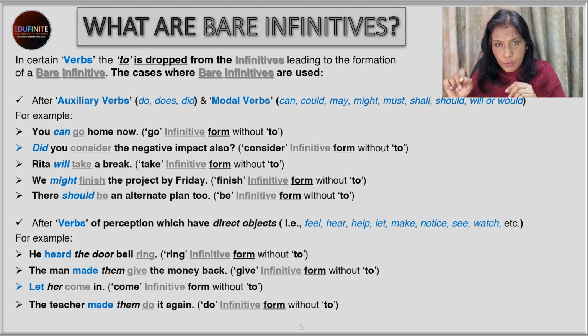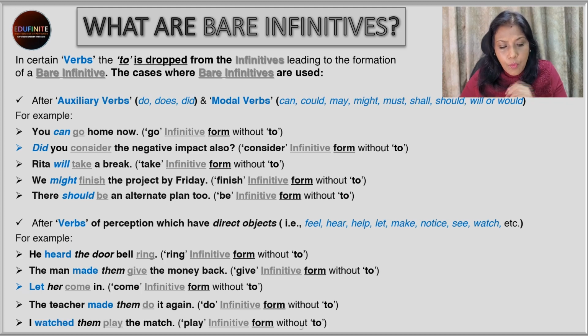Just only do, not to do. Next, I watched them play the match. Again, watched, watch or watched, whatever is the form. Here again, what have we used? We have used the bare infinitive. We have dropped the to. I watched them play the match. Again, we have the verb watched, which will be followed by the bare infinitive, as I've already told you. Verb of perception. When it is acting as a direct object, then we drop the to from it. So, it is, I watched them play the match.